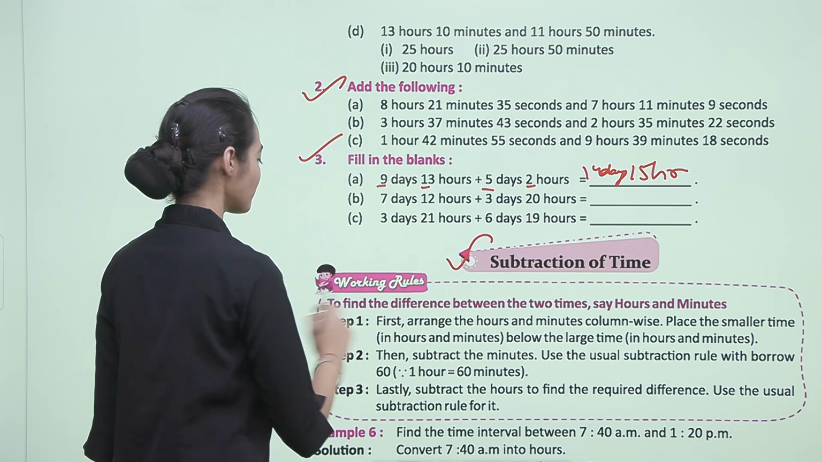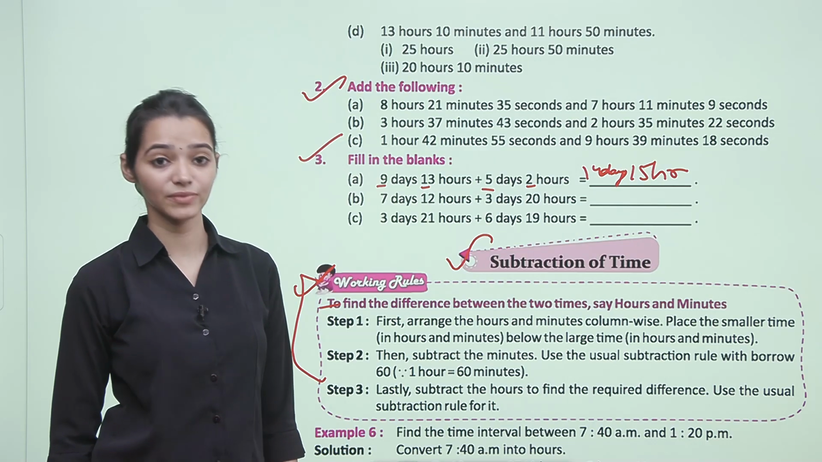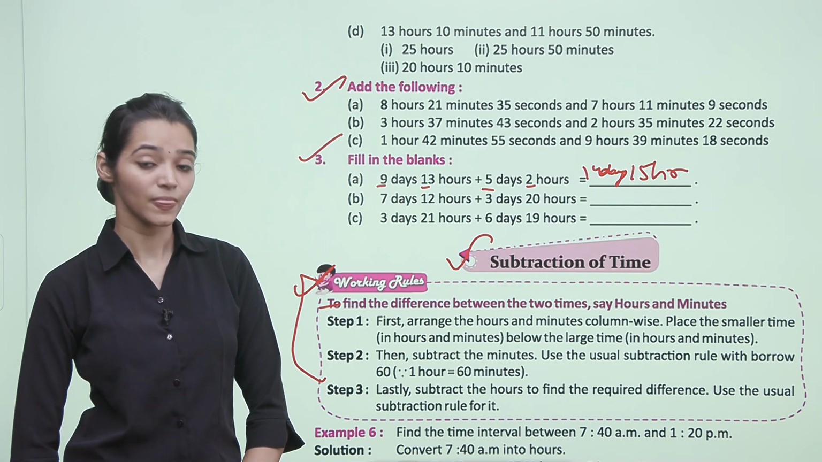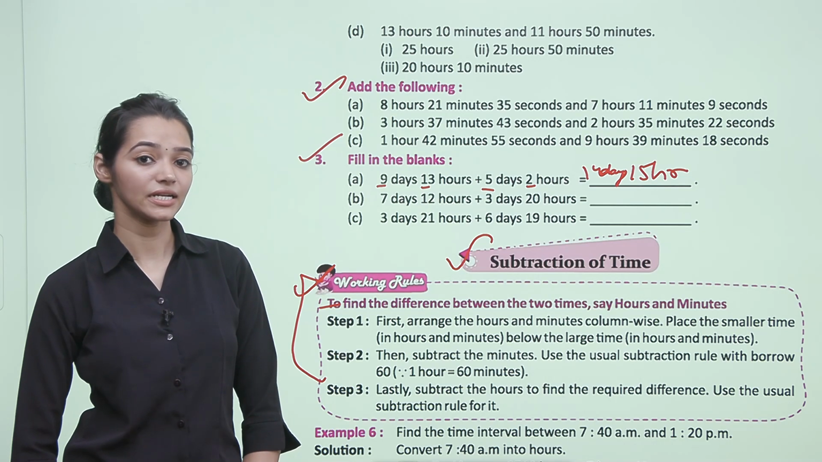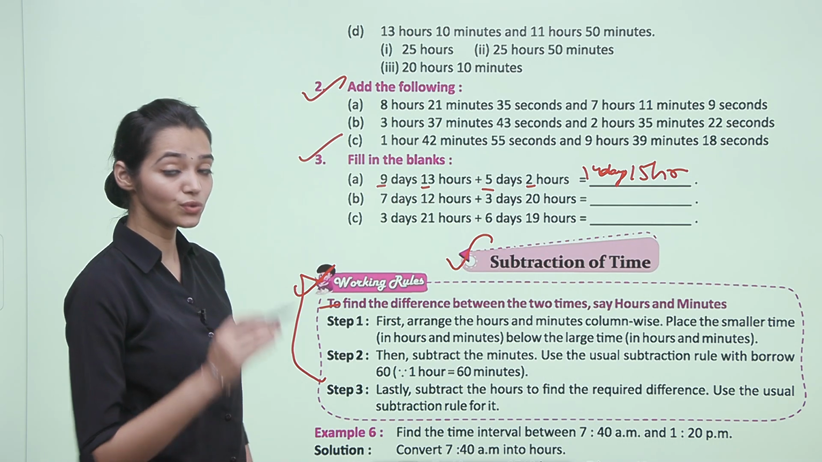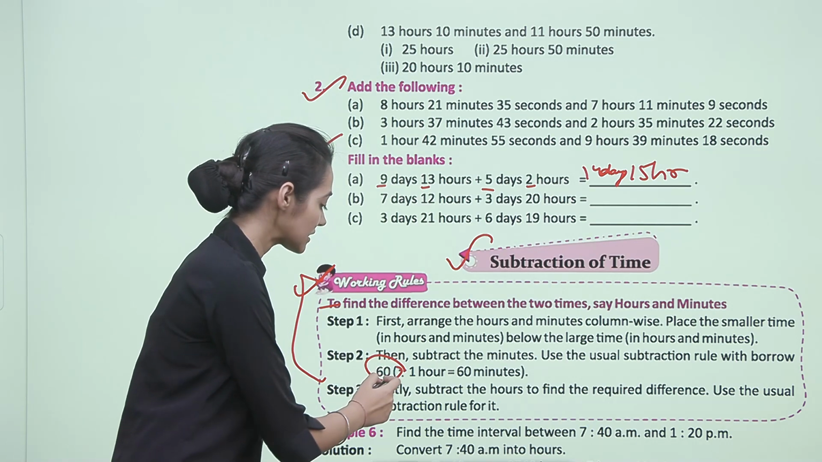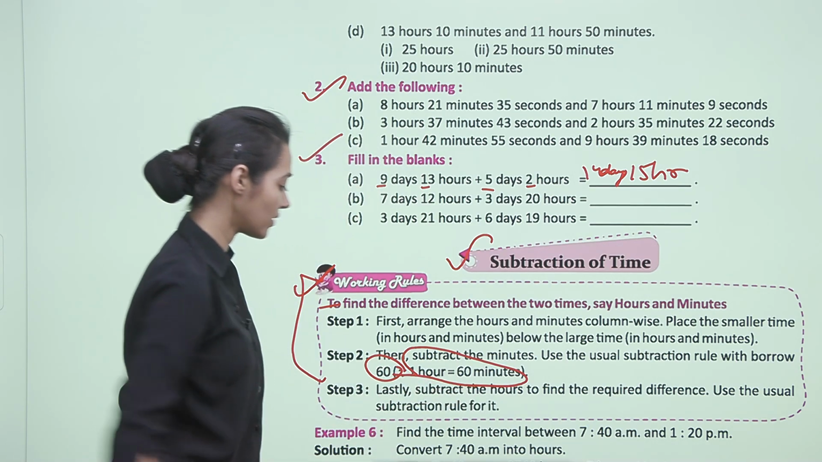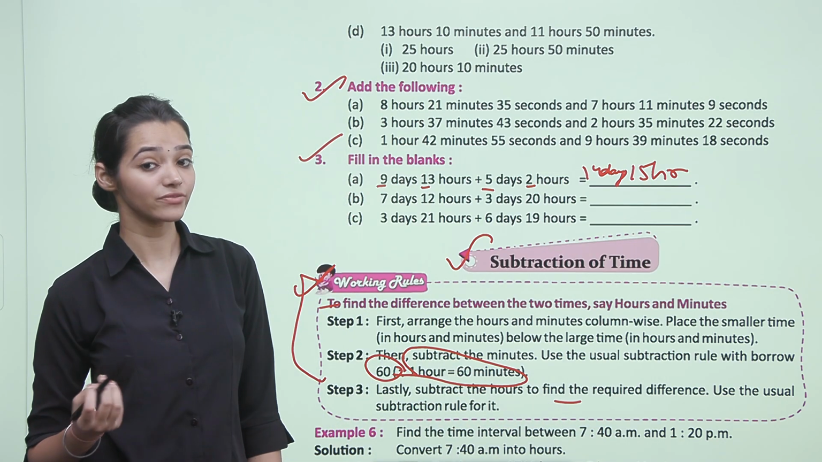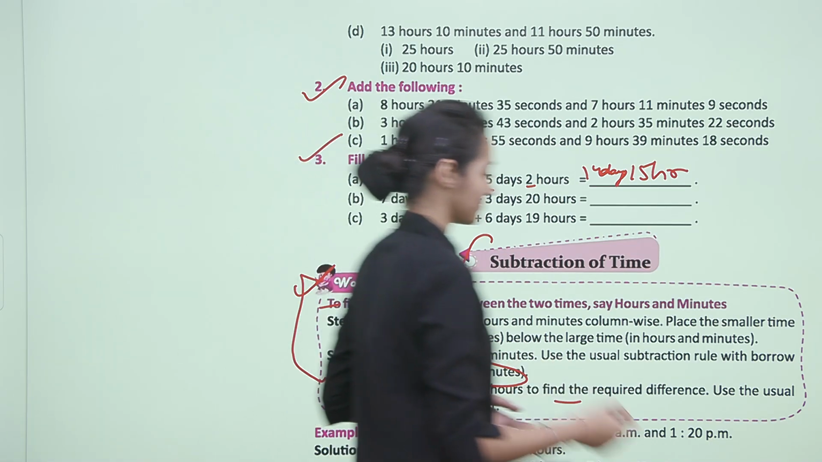Next is our subtraction of time. Let's look at the working rules to find the difference between the 2 times, say hours and minutes. In step 1, firstly we will arrange the number of hours and minutes column wise. We will place the smaller time and then below the larger time. Then we will subtract the minutes and use the usual subtraction rule with borrow. If the answer is 60, that means we will convert it into 1 hour. And lastly, we subtract the hours to find out the required difference, using the usual subtraction rule for that method.